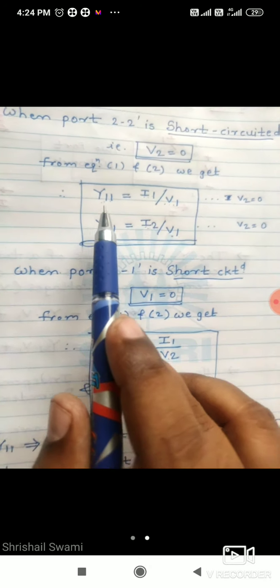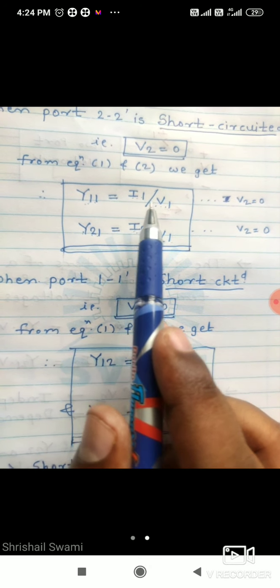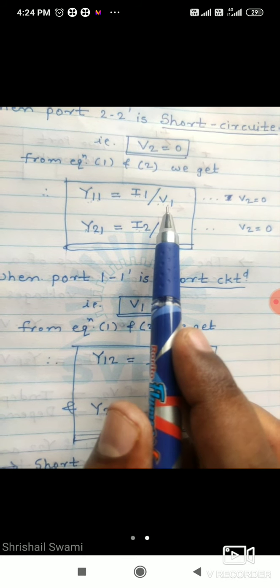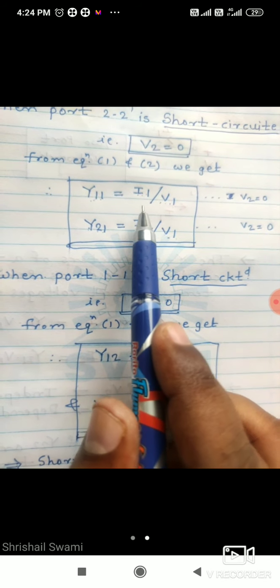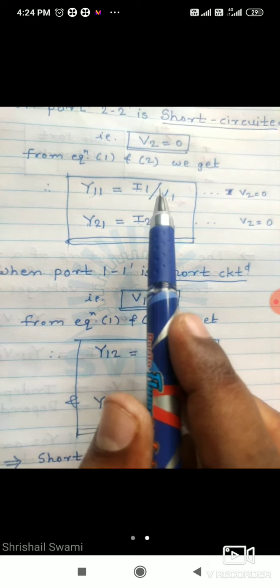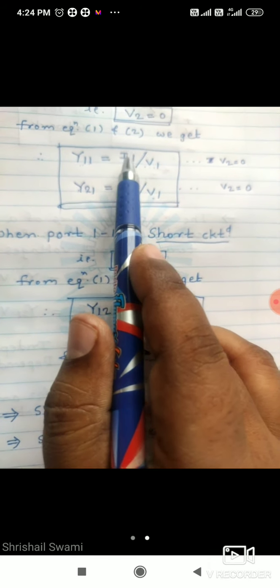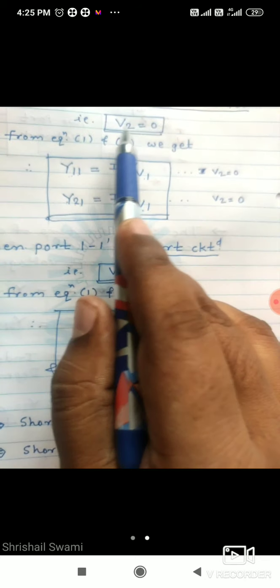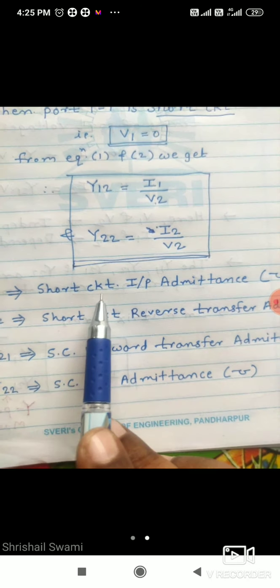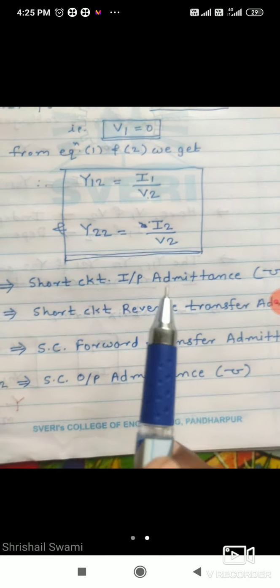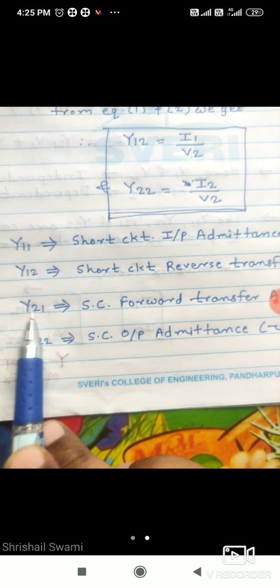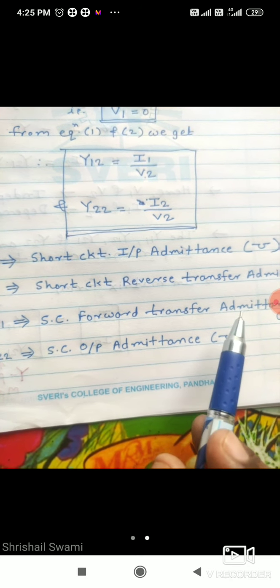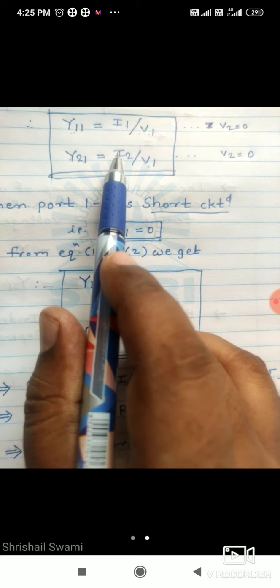Y11 चा formula काय आहे? What is the formula for Y11? It is I1 upon V1. So as it is of the same port, that's why it is called input. As it is I upon V, it is called admittance. So as V2 equal to 0 and V1 equal to 0 means we are making the port short. So that's why it is called short circuit input admittance. Now next Y21, we will see short circuit forward transfer admittance. So Y21 is I2 upon V1.